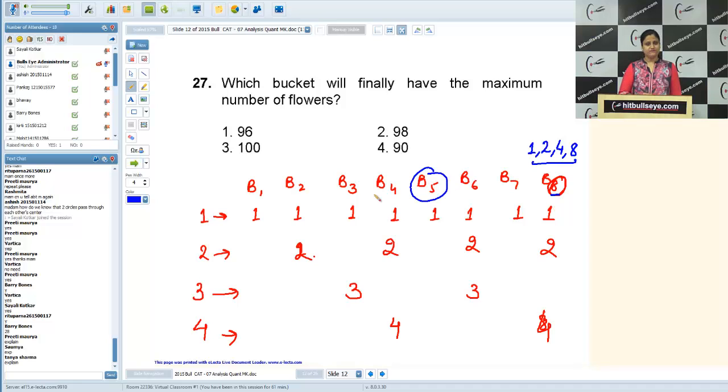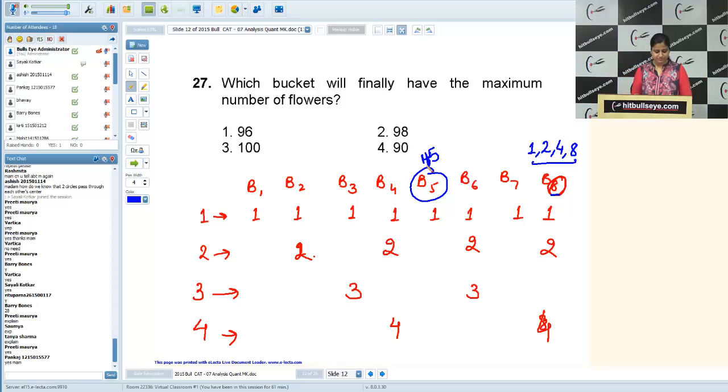Let us say 5. If we say the fifth bucket, only the first student and the fifth student. The first student will put 1 flower, the fifth student will put 5 flowers. So basically in this there will be 1 plus 5 flowers. So what is the idea? You take any bucket number, the number of flowers in that bucket will be the sum of factors of that bucket number. You got that? So if we talk about question number 27, which bucket will finally have the maximum number of flowers? So let us say 96.